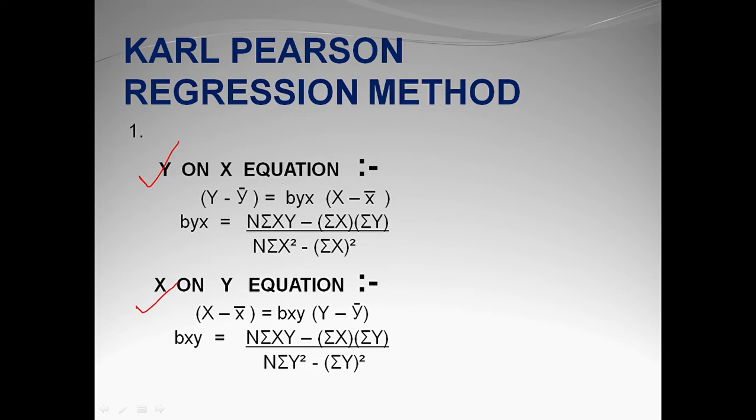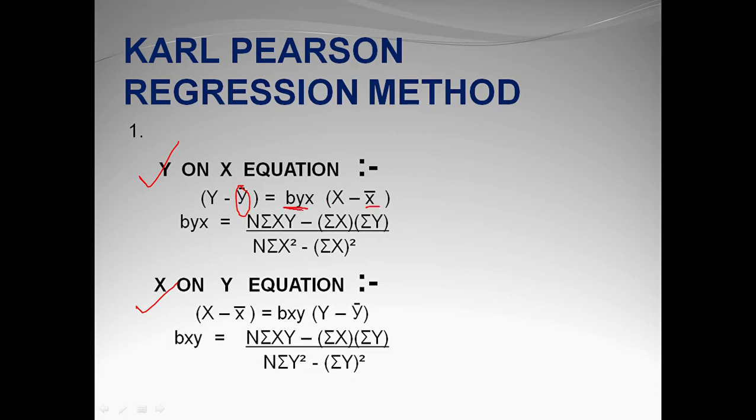Under y on x equation, we form an equation which goes like y minus y bar is equal to byx multiplied by x minus x bar. Here, the y bar and x bar are the means, the mean of the y series and the mean of x series.